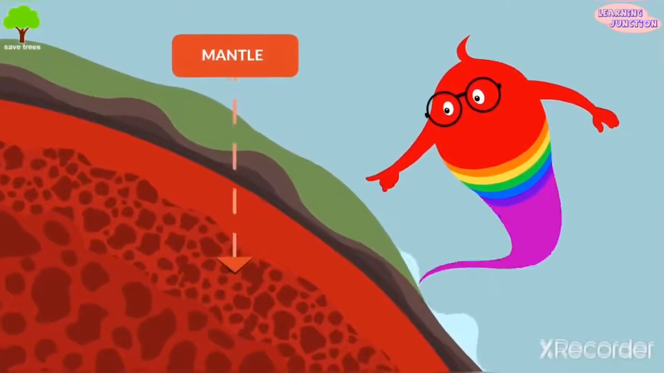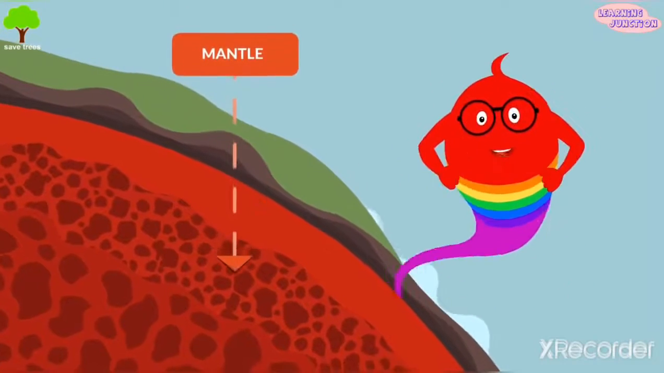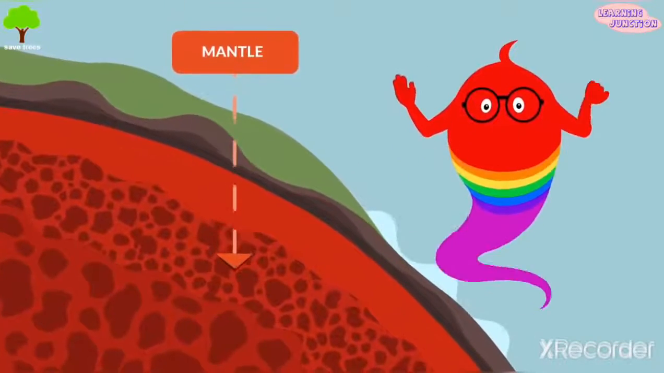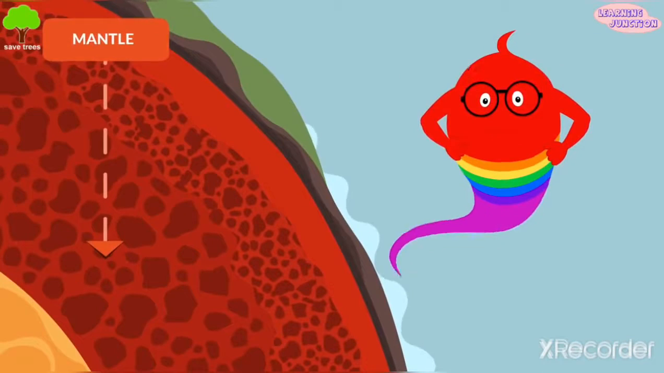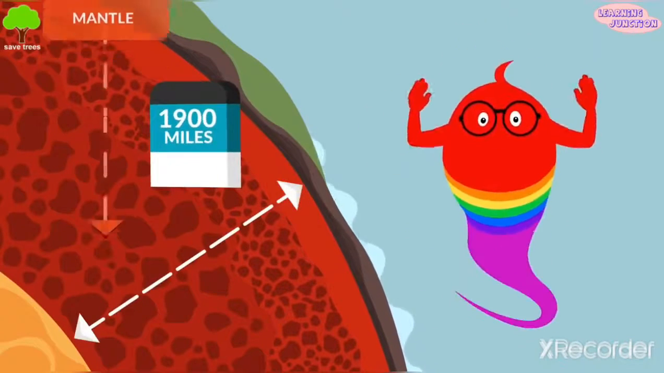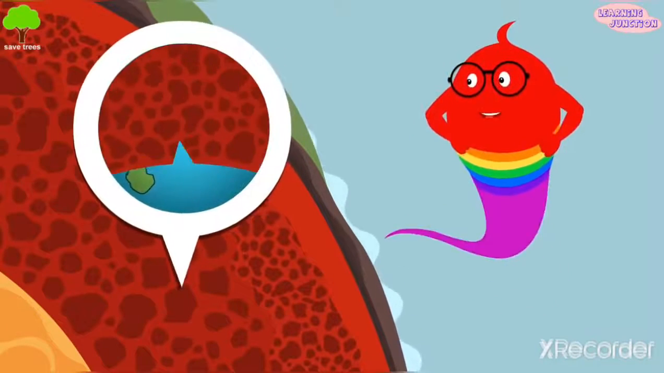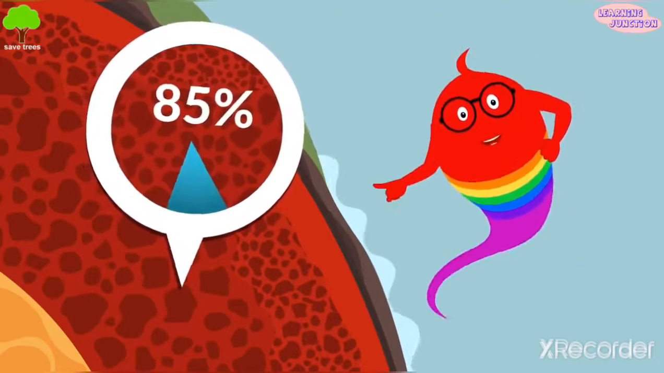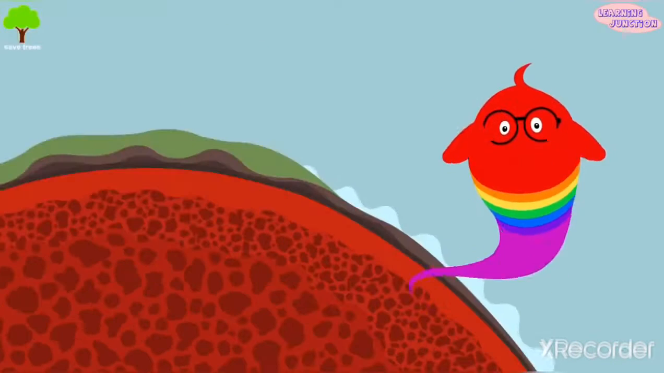Mantle. The next layer of the Earth is the mantle. The mantle is thicker than the crust at almost 1,900 miles deep and makes up about 85% of the Earth's weight. It is solid rock but not completely hard.